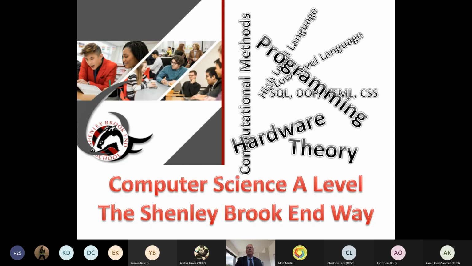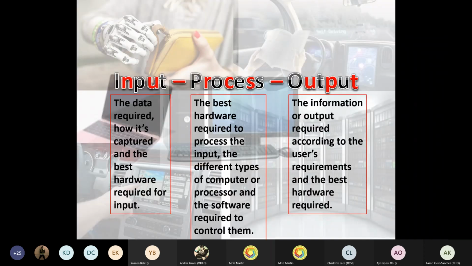Welcome to Computer Science A-Level at Shenley Brook End School. The subject is about how computers work and what goes on inside and how to program them. Computer science is not about using pre-written programs such as spreadsheets and databases, but how to code your own programs considering all aspects of input, process and output.